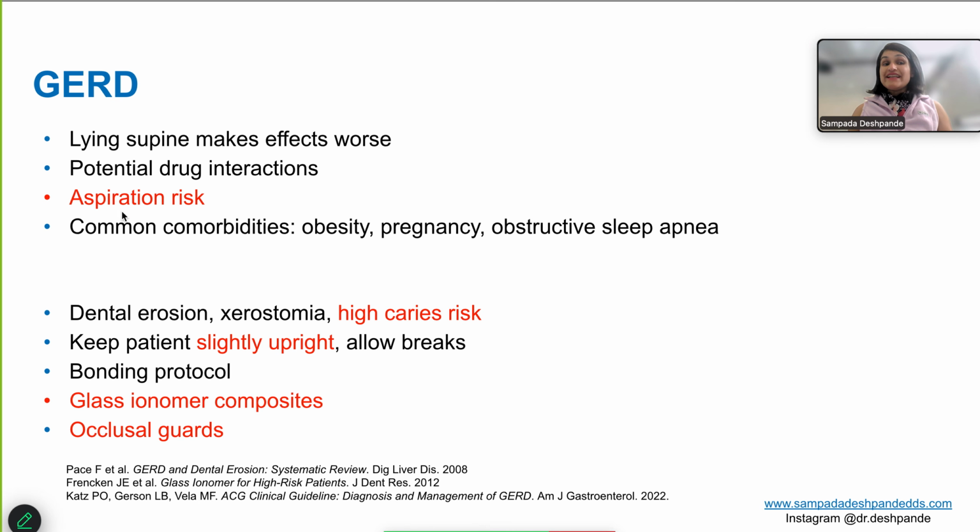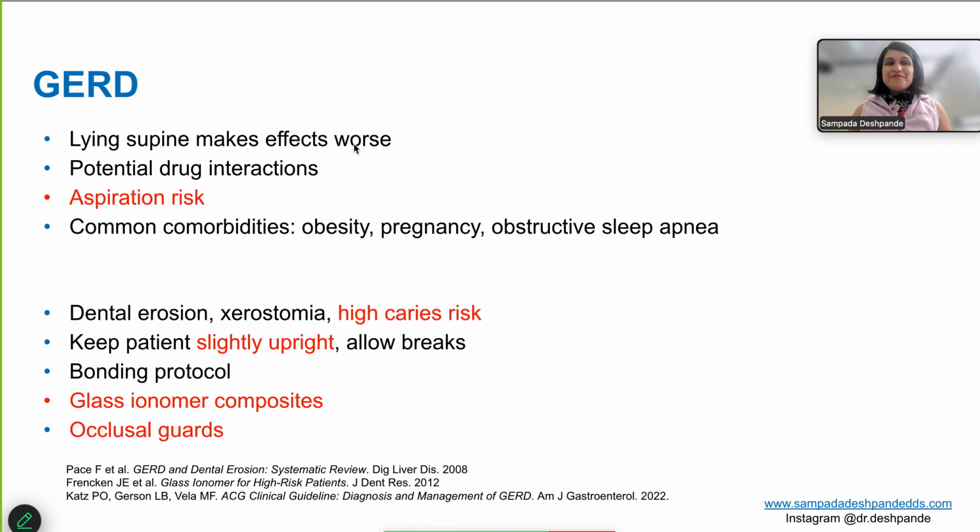Patients with GERD tend to have aspiration risks, so maybe they are not the best patients for us to do sedation on. So think about that. If you have a patient who has GERD and you're sending them out for sedation, maybe they're not going to get accepted because they're just not a good candidate for it. So remember that. Lying supine makes everything worse for them.